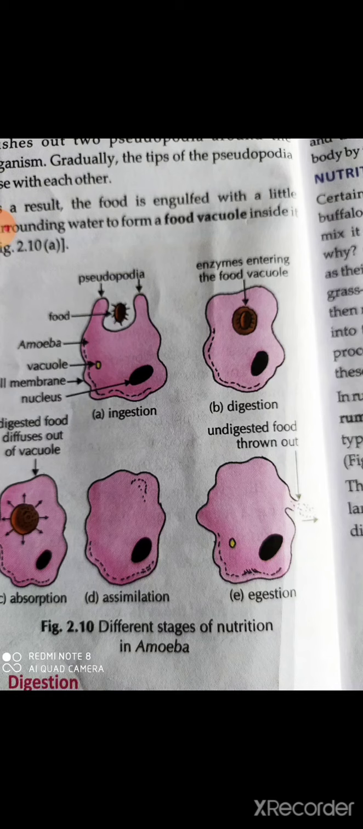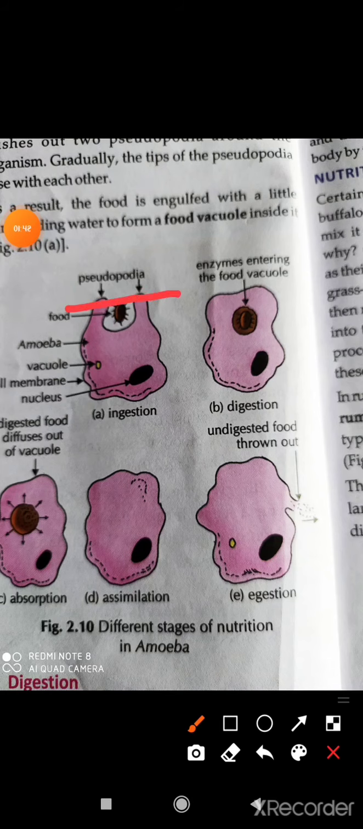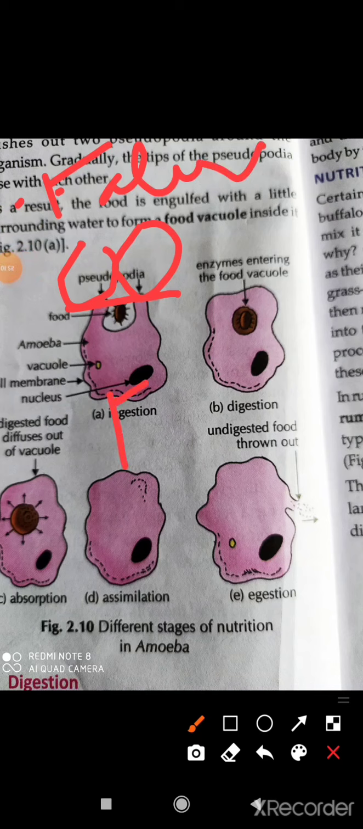It constantly changes its shape by pushing out one or more finger-like projections called the pseudopodia. Okay, what is the meaning of pseudopodia? It is made up of two words, that is pseudo and podia. Pseudo means false, and podia means feet, that is false feet, and it is used for locomotion, and it is also used for capturing of the food, means ingestion.